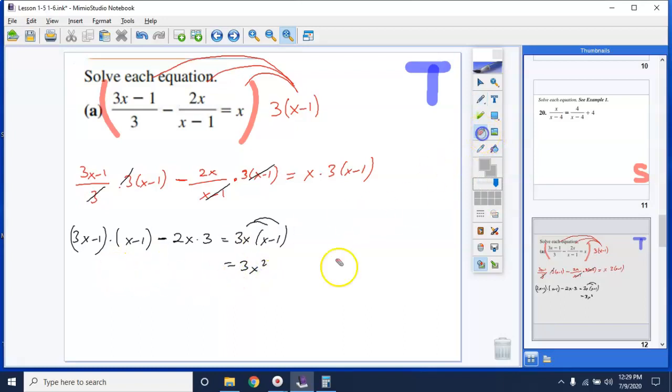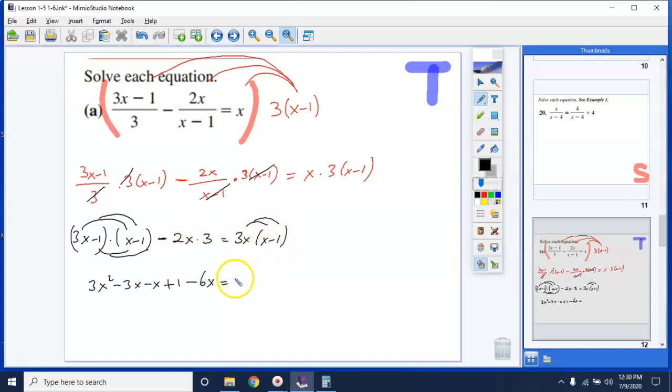But let me start here. I need some space. Let's multiply this first over here. 3x times x, 3x squared. 3x times negative 1, negative 3x. Negative 1 times negative x over here, and negative 1 times negative 1, positive 1. This part should be 2x times 3, 6x equals, let me multiply here, 3x squared minus 3x.